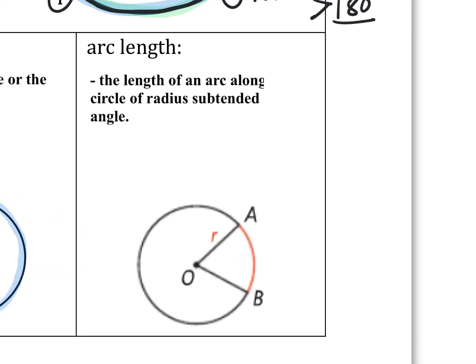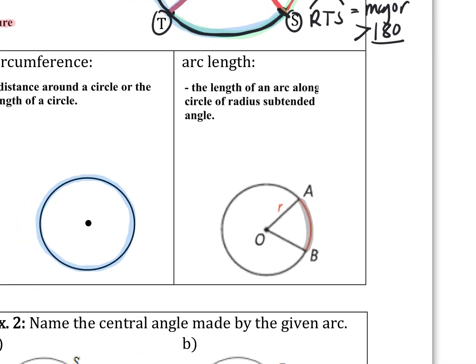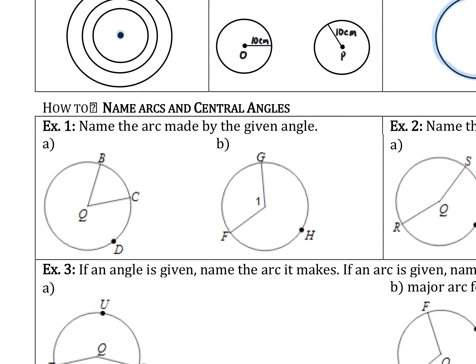Arc length, the last key term today. Arc length is the length of an arc of a circle with a given radius, subtended by an angle. In this case, the only arc length that is very visible here is arc AB. Sometimes we are asked to compute the arc length of this, so in our lesson we're also going to look at how to compute the arc length. Let's look at some examples.